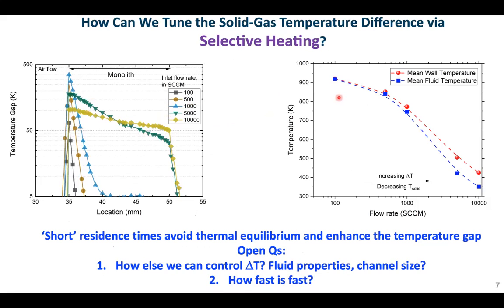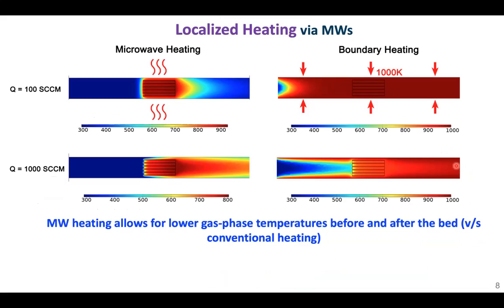Another important finding that we have is that with increasing flow rate, the average temperature of both the fluid, shown in blue, and of the solid wall, shown in red, goes down. And as mentioned earlier, the temperature gap, which is the difference between these two lines, begins to open up. So overall, we find that short residence times avoid thermal equilibrium and can be used to maintain the temperature gap. We're also interested in knowing what other properties can we control to control this temperature gap. But before going there, I want to talk about localized heating that we observe.